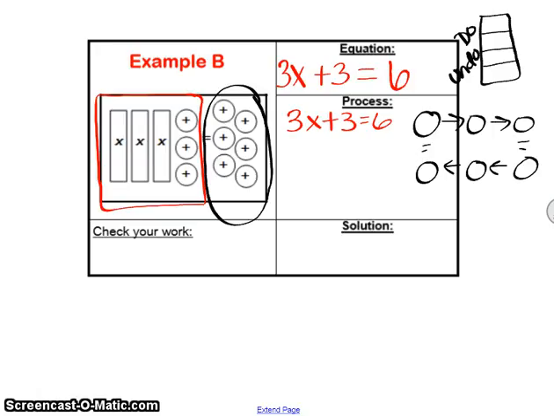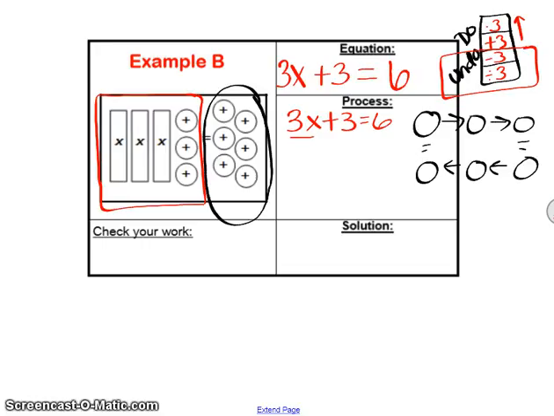So if I use the do and undo box, the first thing I'm doing is I'm multiplying by 3. Then I add 3, and then I work backwards and do the opposite. So the opposite of plus 3 is minus 3. The opposite of times 3 is to divide by 3. Remember, I only use my undo steps.